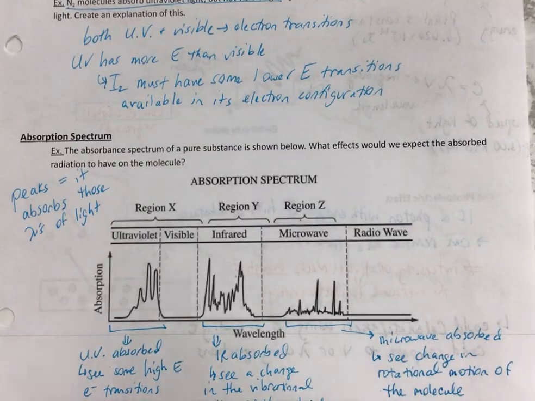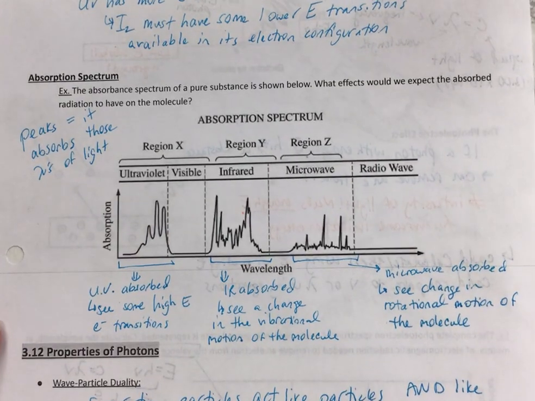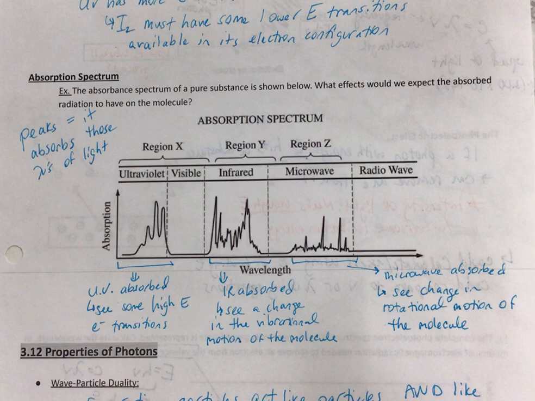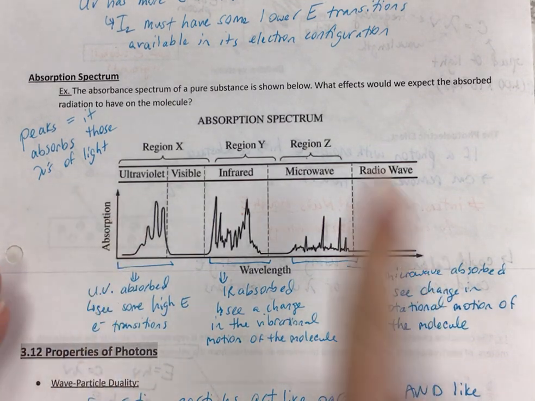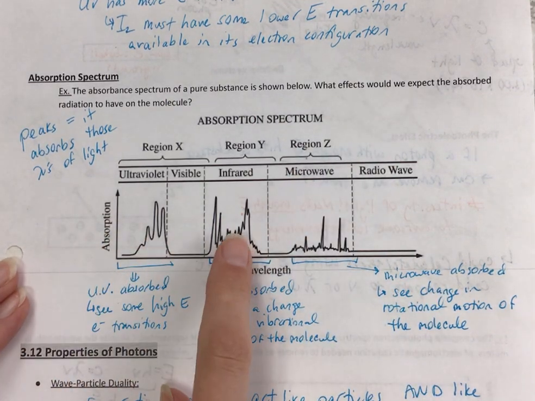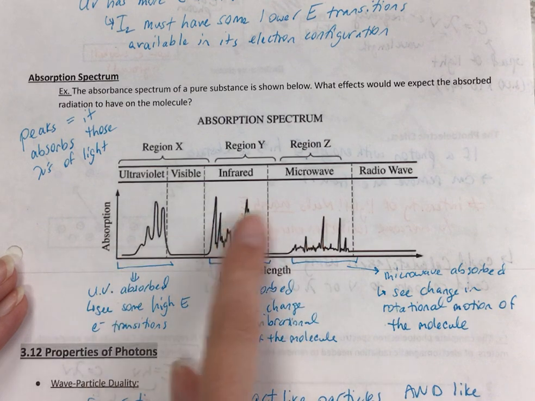The next one is an example where we have the infrared and the microwave as well. So this is our example here. The absorbance spectrum of a pure substance is shown below. What effects would we expect the absorbed radiation to have on the molecule? So we see a range. We see absorption in the ultraviolet, in the infrared, and in the microwave. And each of those tells us different things.